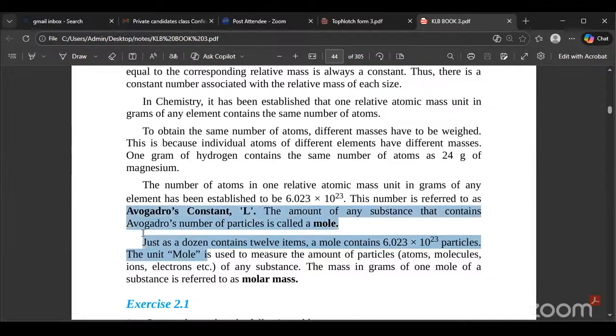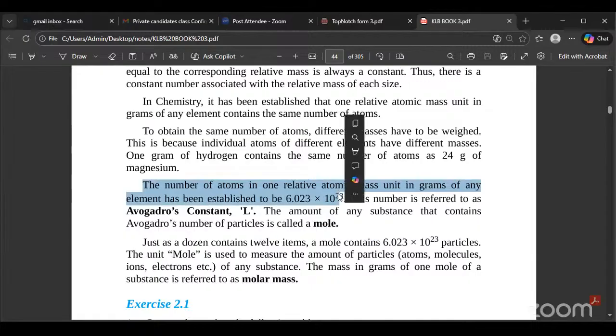So the number of atoms, I didn't want to select that one. I want to select this one. That's all for now.